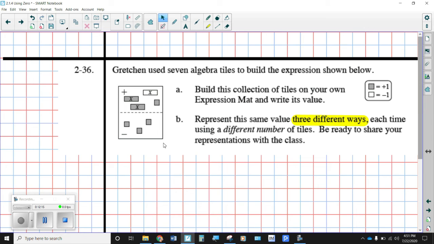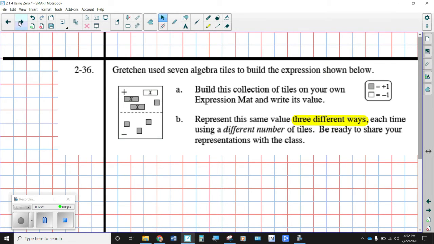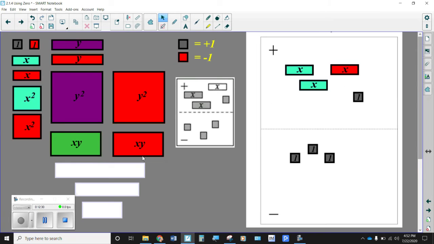Okay, so if you want to draw the picture, there's a couple different ways. I'll show you how to do it with just the drawing, but if you like manipulating this e-tool, go ahead and do that as well. Okay, I'm going to continue using this. And I'm going to go on to the next page. Okay, so go ahead and see if you can come up with 3 different ways.